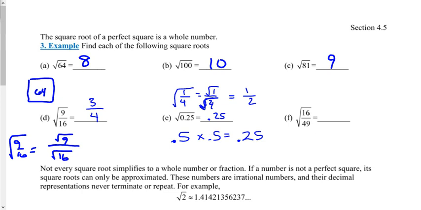All right, the next one here, notice, is a nice little fraction. The square root of 16 is 4. The square root of 49 is 7. And we just get 4/7 for our answer.